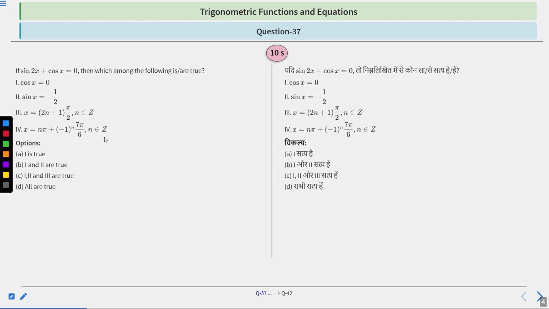The hint of this question is first you will apply the formula of sin 2x, which is 2 sin x cos x. After that, you will try to take common and form different solutions with it. You might get one or two solutions. After that, for the given solutions, you may write their general solution. Clear? So in this way, you can approach this question. You have 10 seconds to solve or think about this question. After 10 seconds, we will discuss the solution.